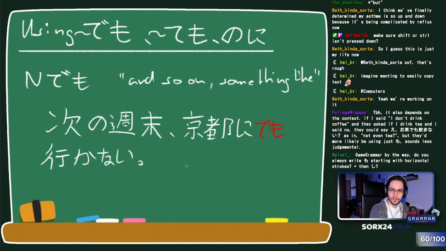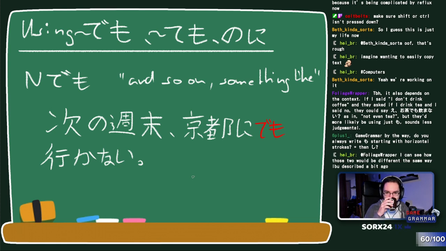でも行かない. By the way, do you always write more starting with the horizontal strokes and then the vertical? I do, yeah. Is that not how you're supposed to write it? That's what I'm used to, but maybe... Am I wrong? I don't know. I don't think I've ever seen it like this, but maybe I'm just wrong. But yeah, this is always how I've written it. But I can't tell you if it's actually correct. Ironically, I'm more strict with kanji stroke order than I am with hiragana stroke order. Blah, blah, blah. Okay, I'm just not going to engage too much with these really long messages, maybe. Or should I? I'm not sure. Okay. Soundless judgment. Okay.